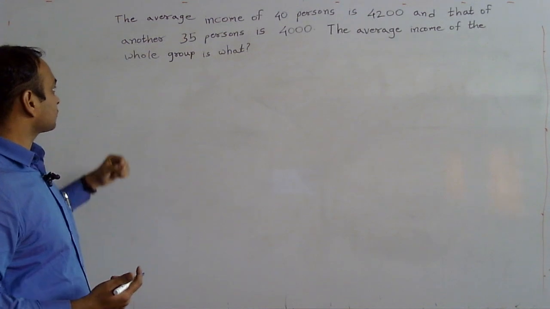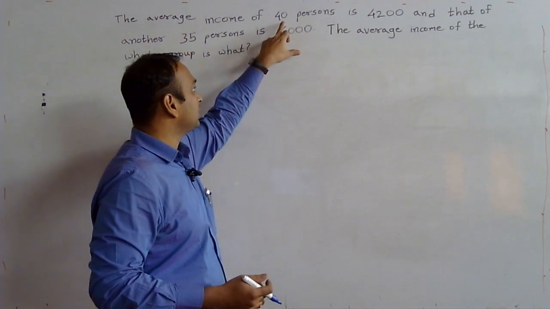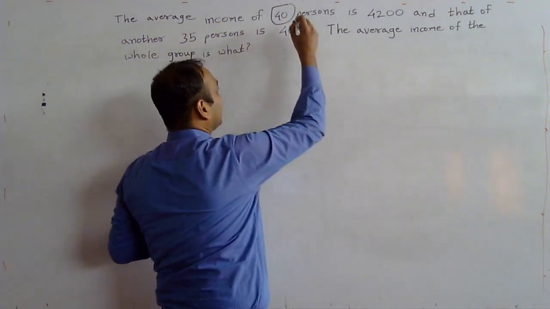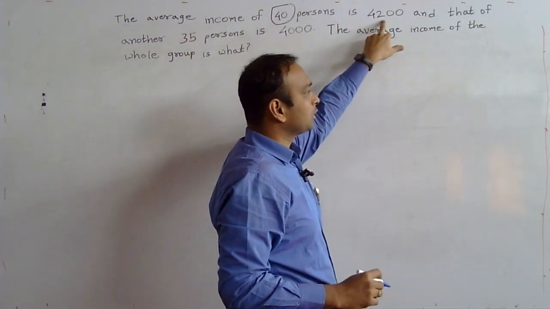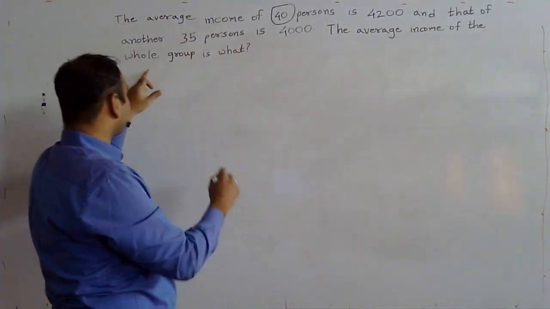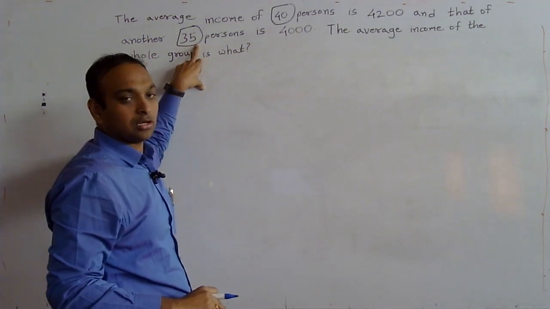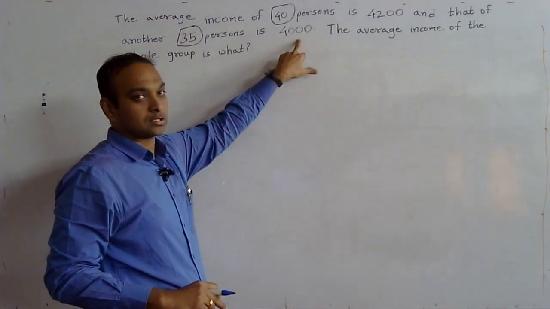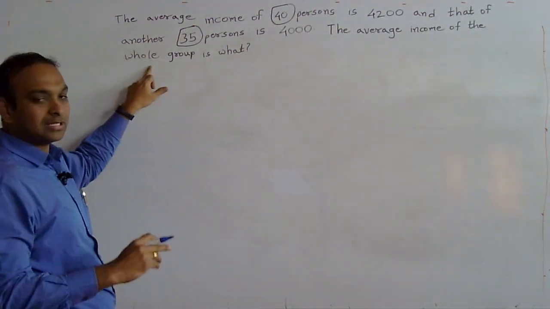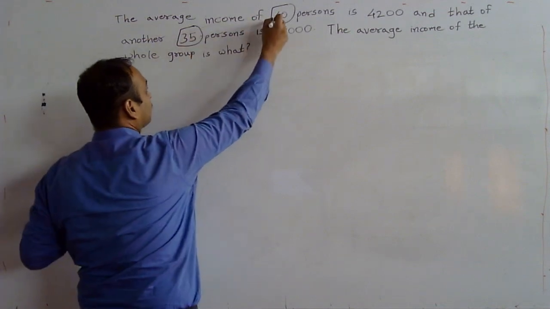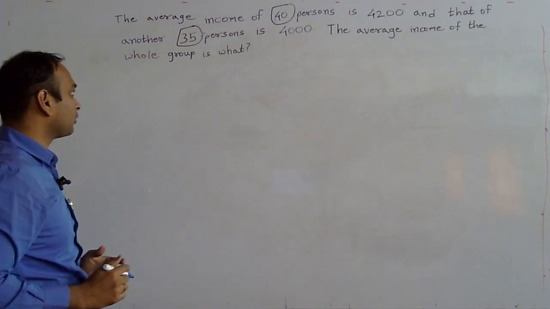So here we have the first group, which has 40 persons, and the average income of each person from those 40 persons is 4200. Then there is a second group of 35 persons, and the average of every person of this group is 4000. If we combine both groups, 35 and 40, what will be the combined average income of the whole group? This is how we have the problem statement.